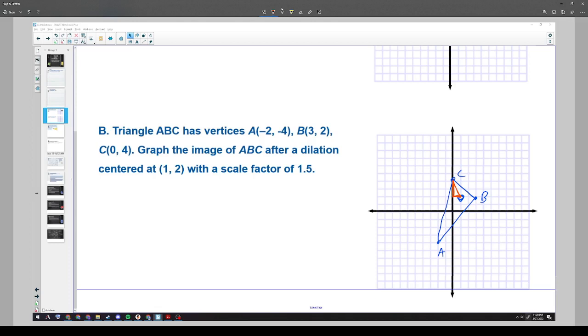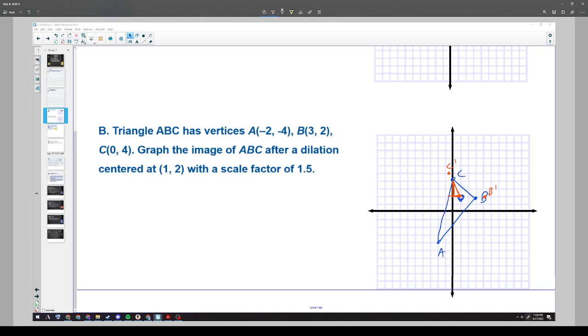So we can make a similar triangle that's 1.5 times as big, and that will give us our new coordinate for C prime. Instead of going 1 left, we're going to go 1.5 left right here. And instead of going 2 up, we'll multiply that by 1.5 and go up 3. So C prime lives right here, 1.5 times the distance from that point right there.